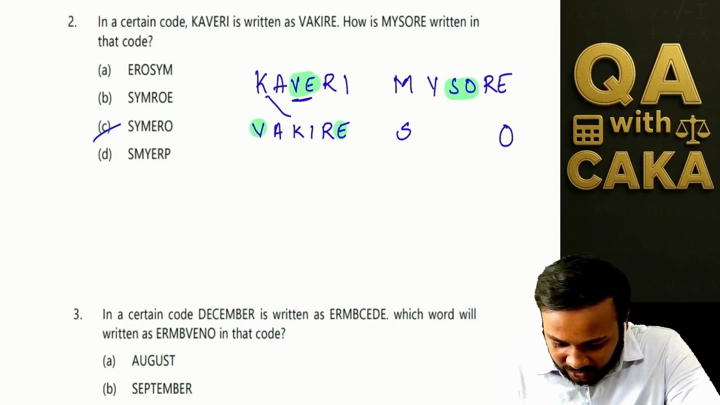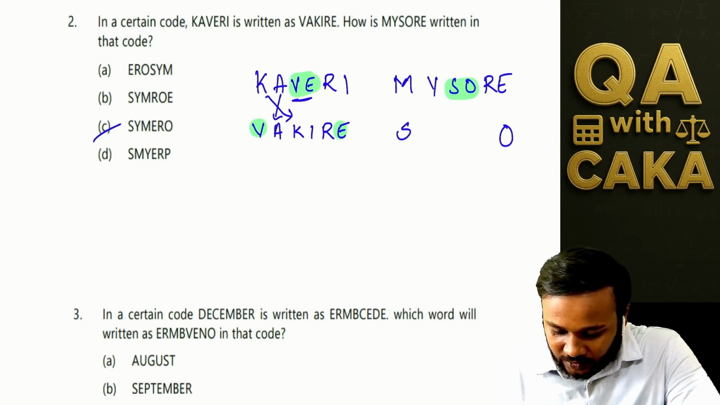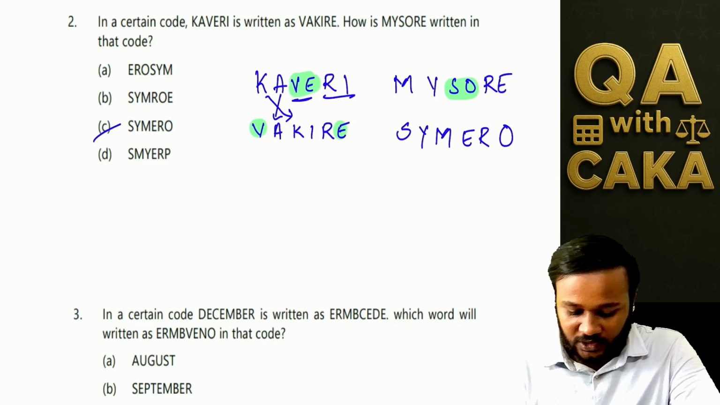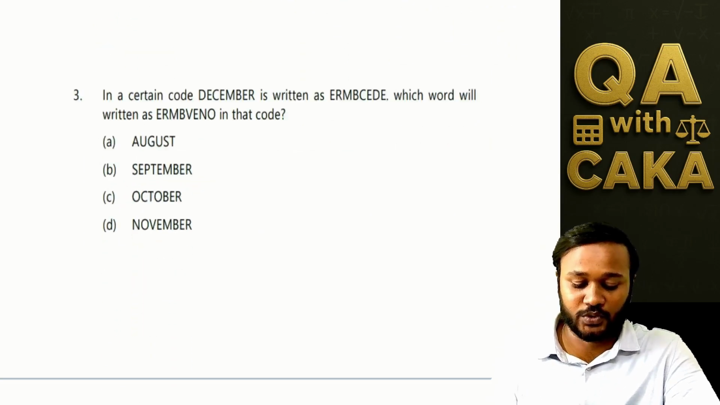Now if you see here, K has written here, A is written here. So next will come Y and next will come M. So if you see here, RA is written as IR. So same way ER. SYMERO, it's matching. That's your option.